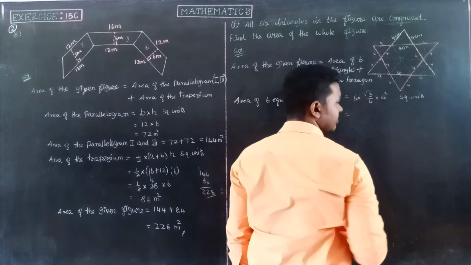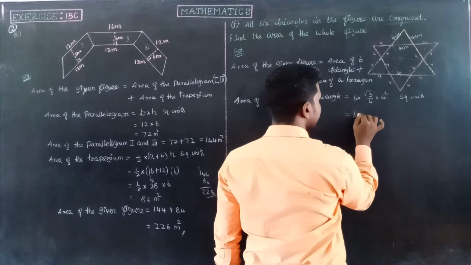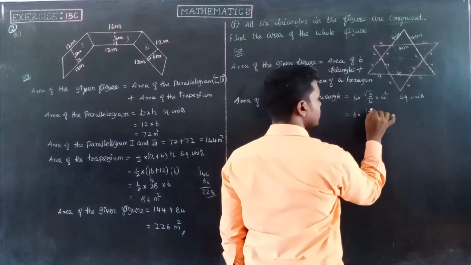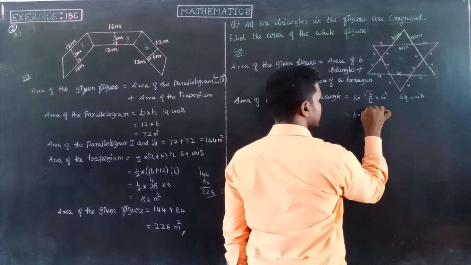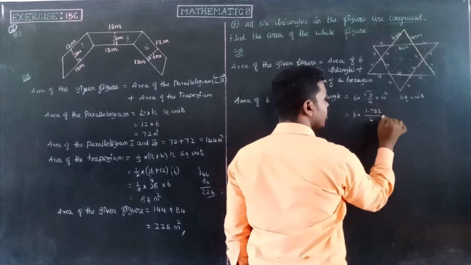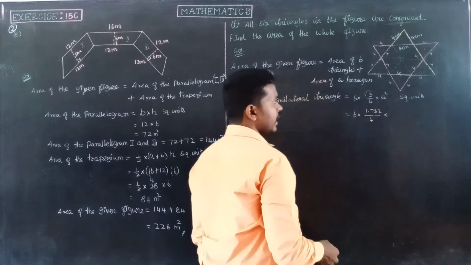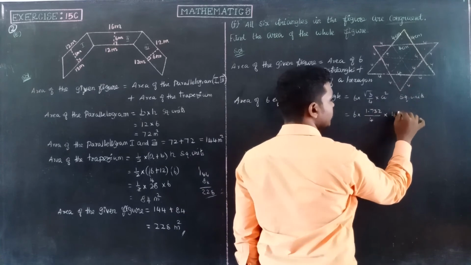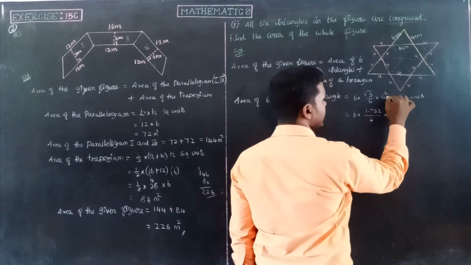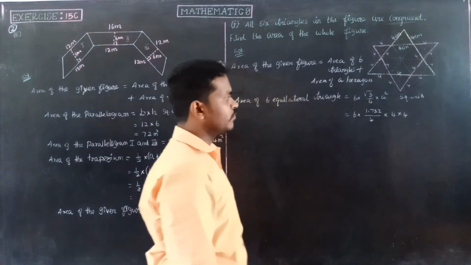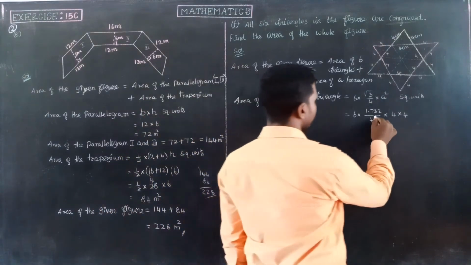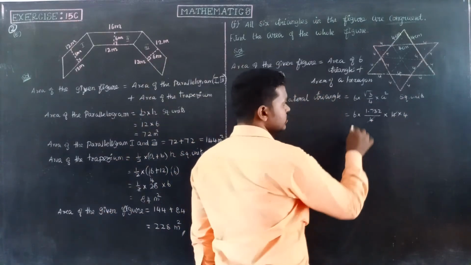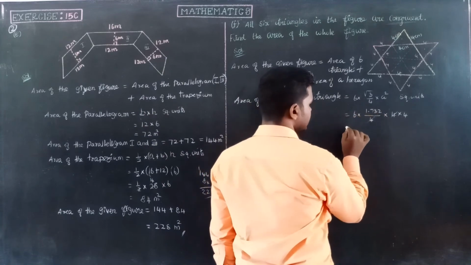So we multiply by 6. Now 6 into the value of root 3, 1.73 is a constant value, divided by 4, into a square. A square means side square. The side of the triangle is 4, so 4 into 4. So 4 square means 4 into 4. Here one 4 and here also one 4 cancel. So we can multiply 6 into 1.732 now.